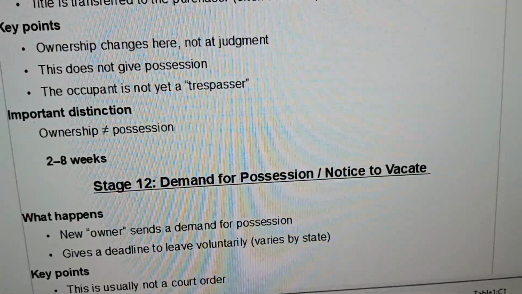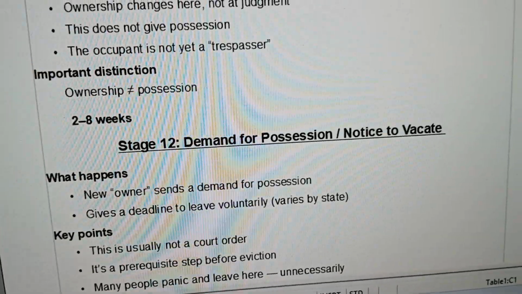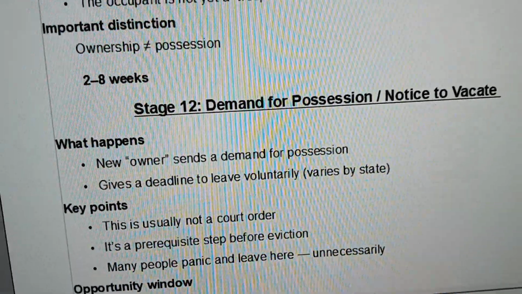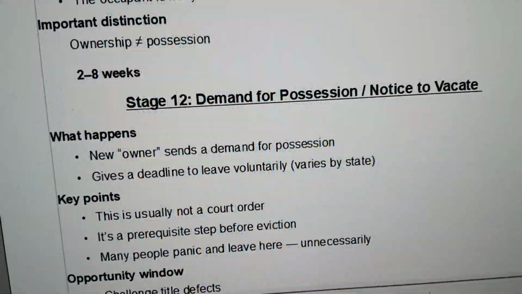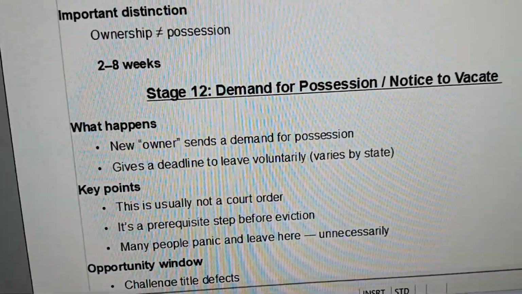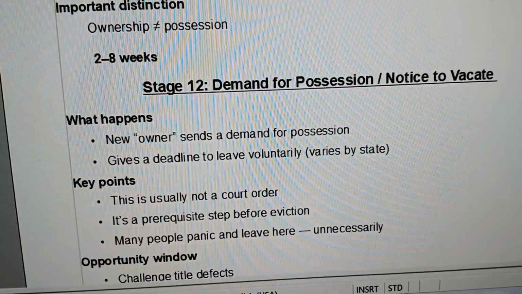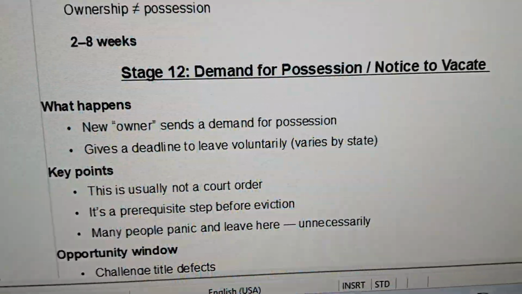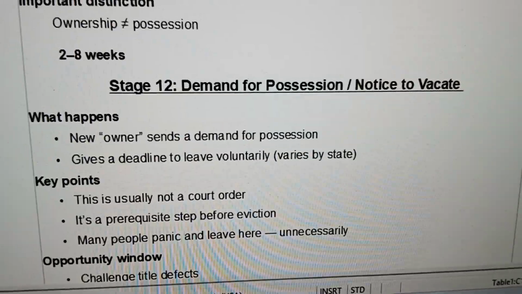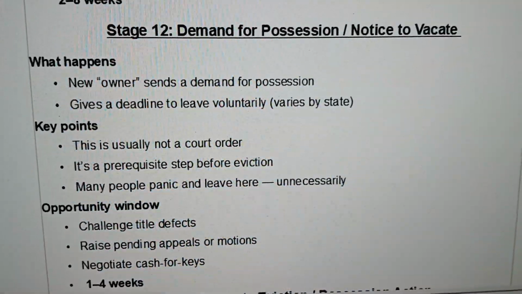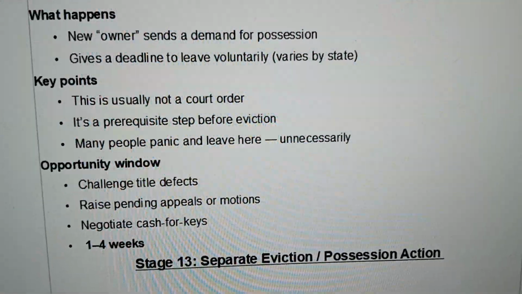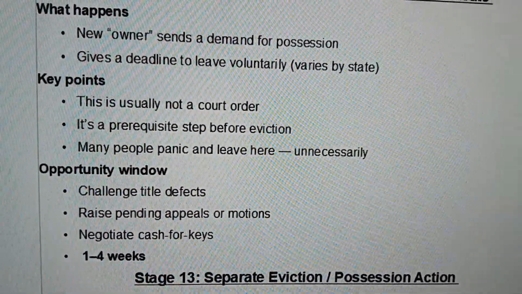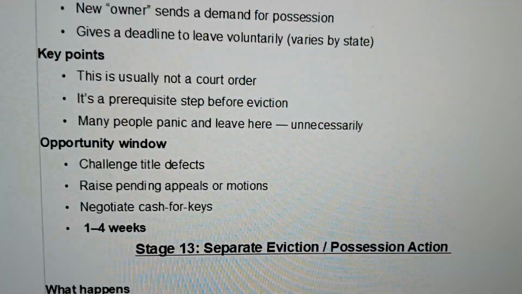Stage 12, demand for possession, notice to vacate. What happens? The new owner sends a demand for possession and gives a deadline to leave voluntarily, and again it varies by state. Key points. This is usually not a court order. It's a prerequisite step before eviction. Many people panic and leave here unnecessarily. The opportunity window is to challenge the title defects, raise pending appeals or motions, and negotiate cash for keys. The time frame for this is 1 to 4 weeks.